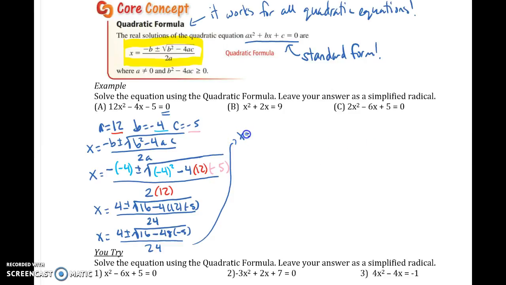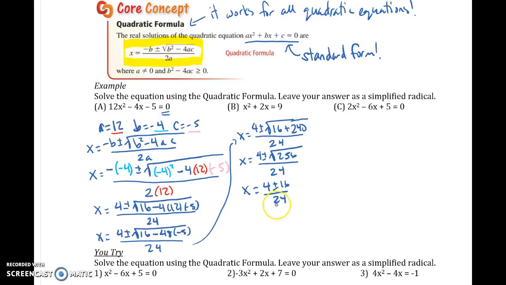So then we get x equals 4 plus or minus the square root of 16 plus 240, right? Plus because a negative times a negative is positive, still all over 24. And we're going to just keep going. So 4 plus or minus the square root of 256 all over 24. And then you want to ask yourself, can I simplify the square root of 256? Is it a perfect square, right? Can I take out pairs? Check that out, and you'll see that this ends up being 16. So the square root of 256 is 16, all over 24.